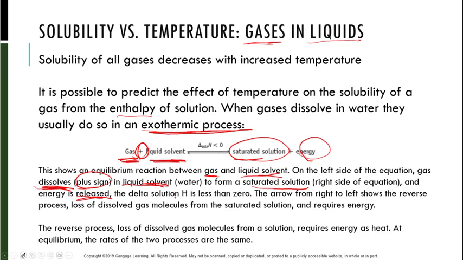The delta solution H is less than 0, which means exothermic. Delta H is less than 0, that means that it's negative, so it's releasing the energy. The arrow from right to left shows the reverse process, the loss of dissolved gas molecules from the saturated solution, and it requires energy. The reverse process, which is the loss of the dissolved gas molecules, requires energy as heat. At equilibrium, the rates of the two processes are the same.